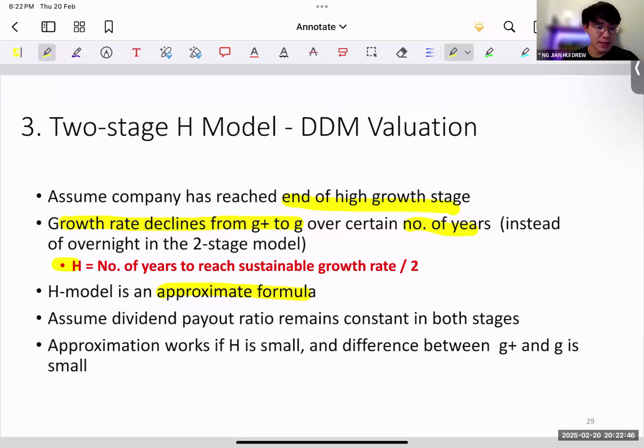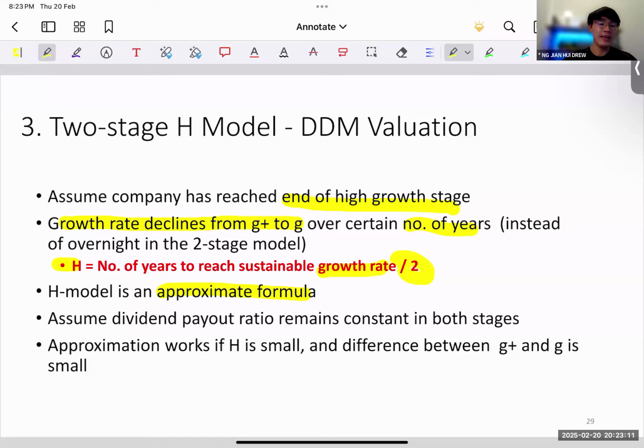And important to take note is that the H model is an approximation formula, where the value of H, which we'll see in the formula in just a bit, is just the number of years to reach the sustainable growth rate, divided by 2. You'll see why it is divided by 2, and I'll try to explain the concept behind it. You do not need to know the concept, but it's good to know it so you can understand the formula and not just memorize it.